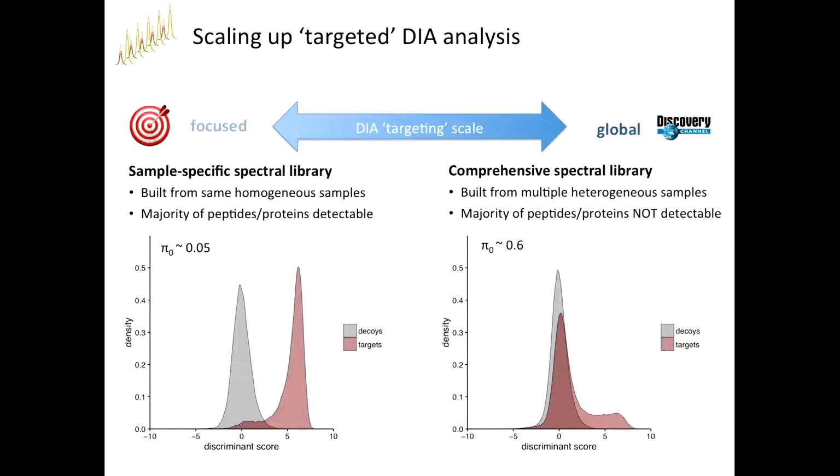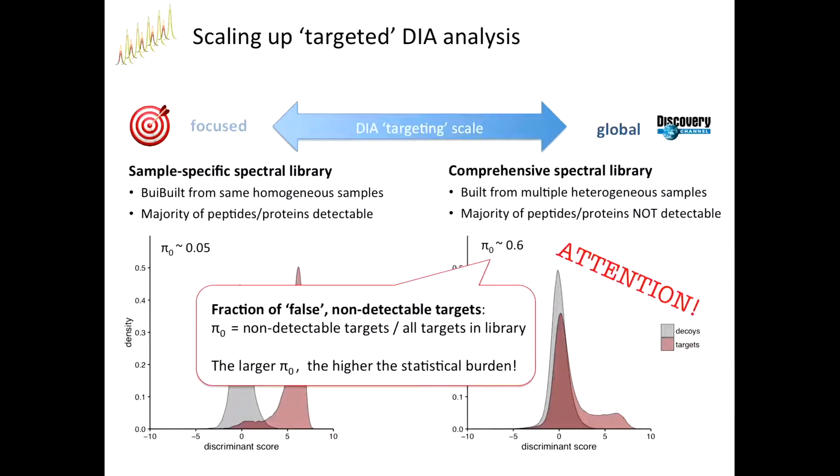On the other hand, you have this comprehensive library and you analyze the data set, then you see that your fraction of detectable targets is very small and you have a large fraction that is actually overlapping with the decoys. And this has a specific term, which Mike just mentioned, which is this pi0. And this is just the fraction of false or non-detectable targets and can be calculated or estimated as the number of non-detectable targets over all targets in your spectral library.